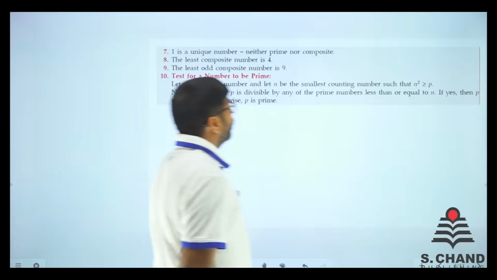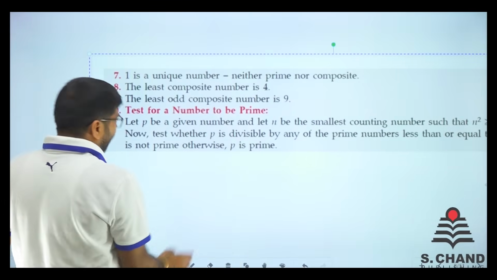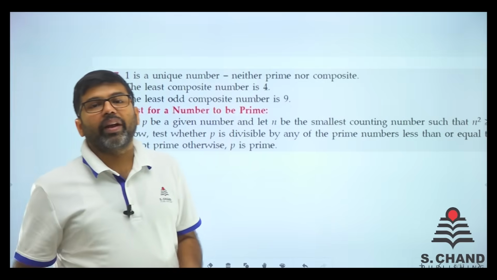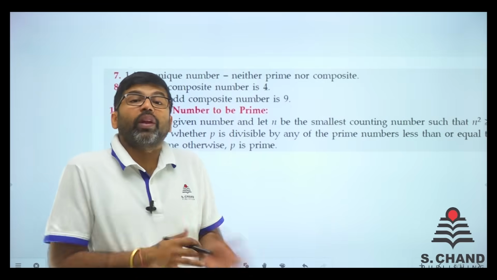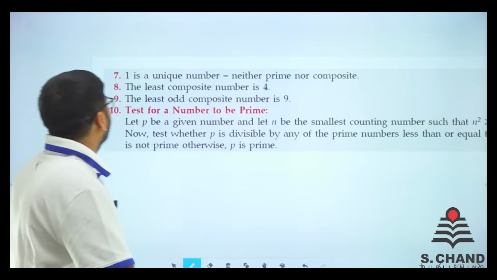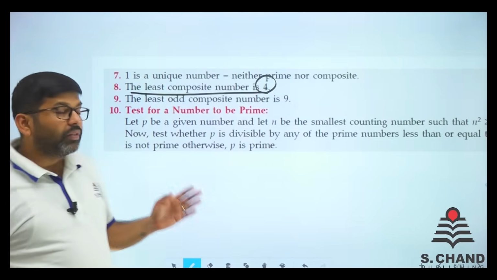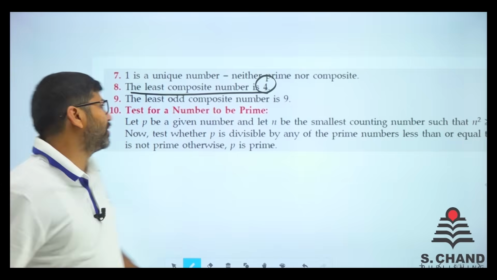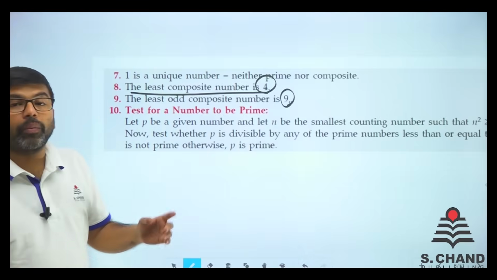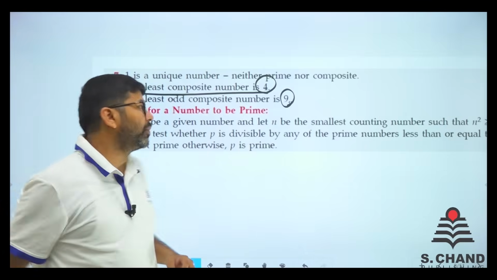Let's move forward. We have something more here, right? What exactly is it? 1 is a unique number, neither prime nor composite. As I told you, 1 cannot be divided because 1 has only one factor, that is 1. And for a prime, it must have at least 2 factors, right? The least composite number is 4. The composite numbers start from 4, as it says. The least odd composite number is 9. So below 9, that is less than 9, all the odd numbers are prime numbers.